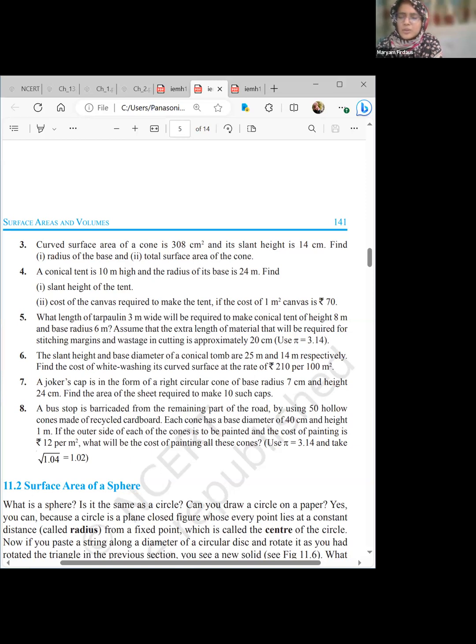Find it out quickly. It shouldn't take that long. You just have to find L and tell me. CSA you find later. First tell me the L. Slant height.